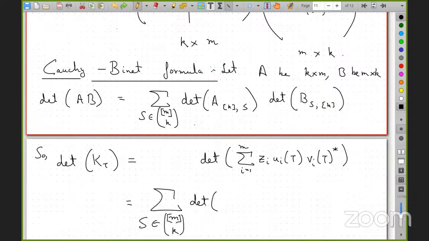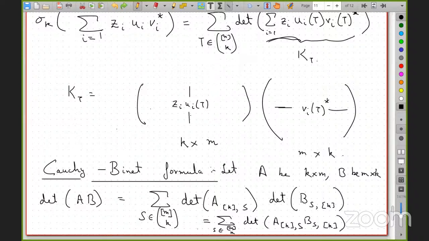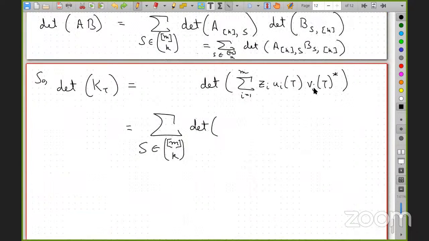But this also, by the way, since the determinant is multiplicative, I can also write it as the determinant of A_S times B_S. That is exactly like I chose only those columns of the left-hand matrix which correspond to S, and the rows of the right-hand matrix that correspond to S. And so this product is exactly the determinant of the corresponding product, the sum of zi ui where i is in S.